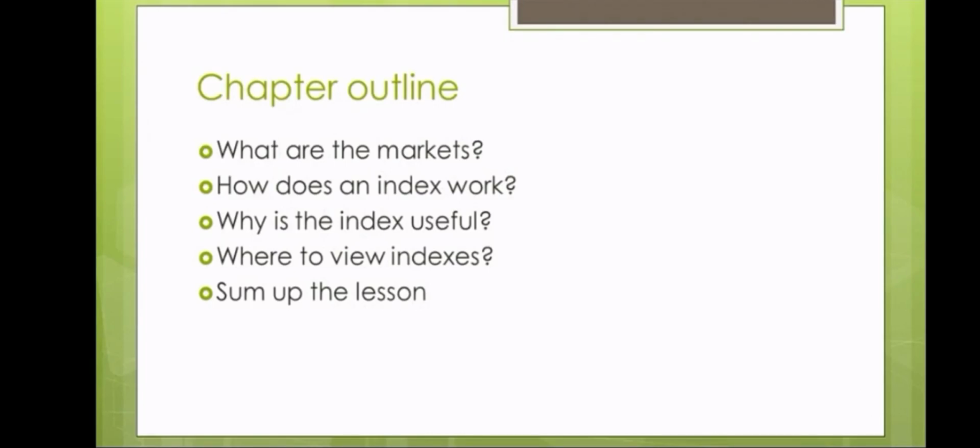So this is the chapter outline for chapter 1. We'll be covering what are the markets, how does an index work, why is the index useful, where to view indexes, and lastly is the sum up of today's lesson.